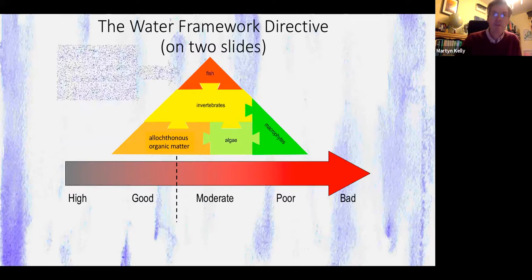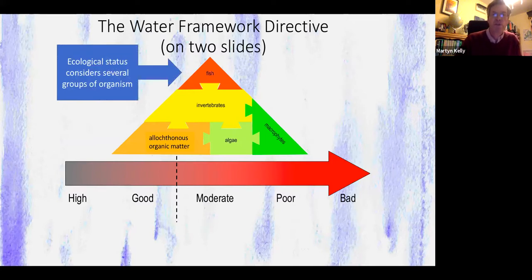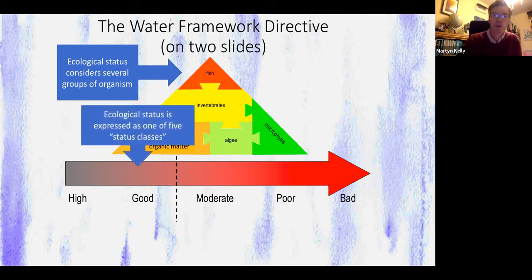The core concept of the Water Framework Directive is ecological status. It's important to realize that ecological status is a condition of a water body. It's a sort of condition of individual components of the biota, but really at a legislative level, it's a property of the water body itself. So we have to consider several groups of organisms when we're assessing ecological status. And we assess ecological status on 5 classes: high, good, moderate, poor, and bad. And these are roughly equivalent to the biological condition gradient. We talk a little bit more about that in the paper.